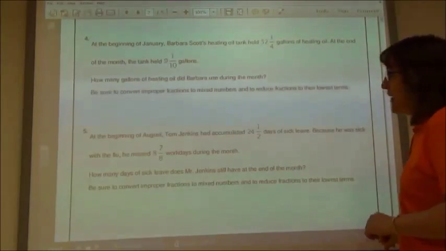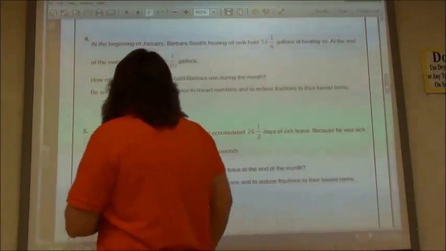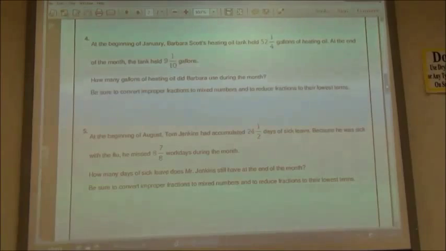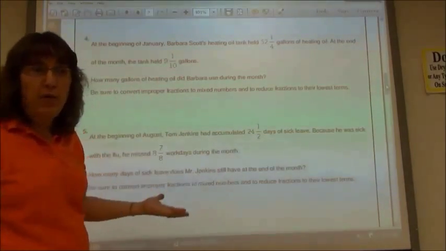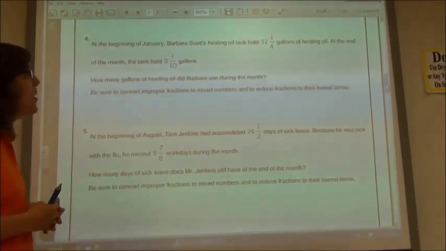Number 4, 5, and 6 here. It says at the beginning of January, Barbara Scott's heating oil tank held 52 1/4 gallons of heating oil. At the end of the month, it held 9 1/10 gallons. How many gallons did she use during the month? So if this was our starting and this is our ending, we can subtract to figure out the difference. How much did we use in the month?